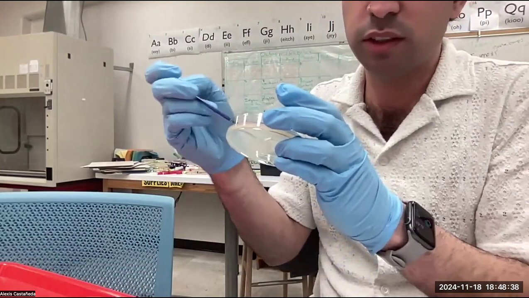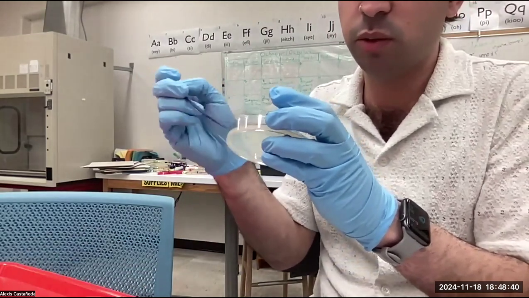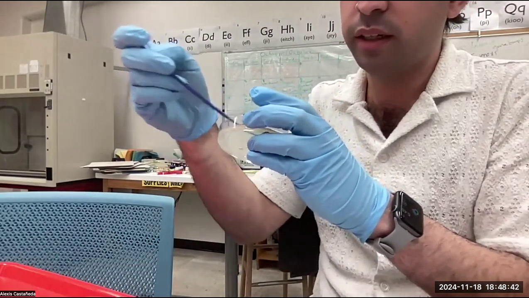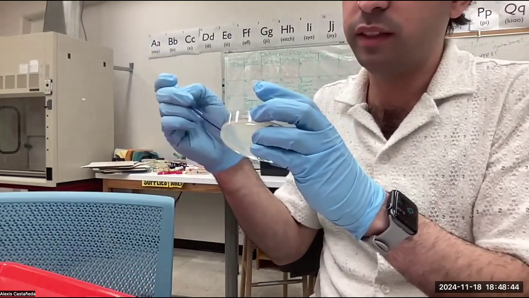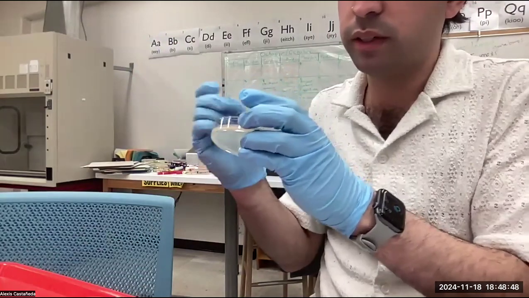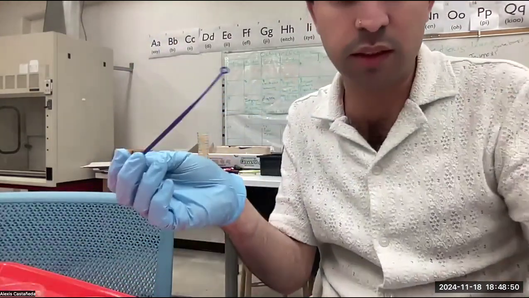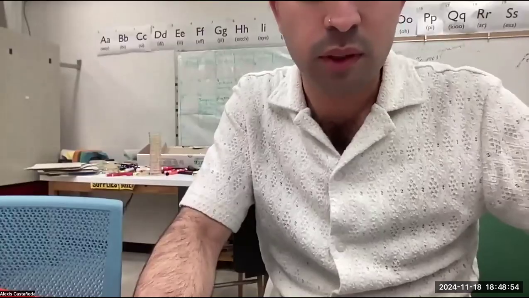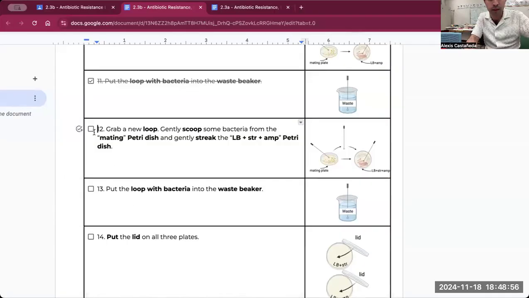So I'm going to streak all over the surface again, very gently. You don't want to rip your agar. You want to make sure that it grows nice and evenly. So we spread all over the surface. Okay. And then put this loop into our waste container. Excellent. So here we go.